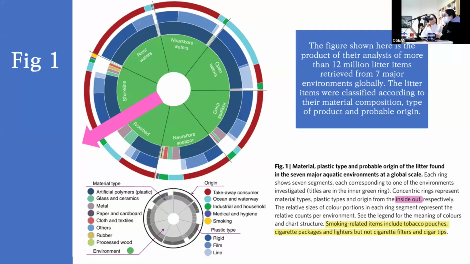To start with, the paper introduces the items in their database. The figure shown here is the product of their analysis of more than 12 million litter items retrieved from 7 major environments globally. The litter items were classified according to their material composition, type of product, and probable origin. Each ring shows 7 segments, each corresponding to one of the environments investigated. From the inside out, concentric rings represent material types, plastic types, and origins specifically. The relative sizes of color portions in each ring segment represent the relative counts per environment.